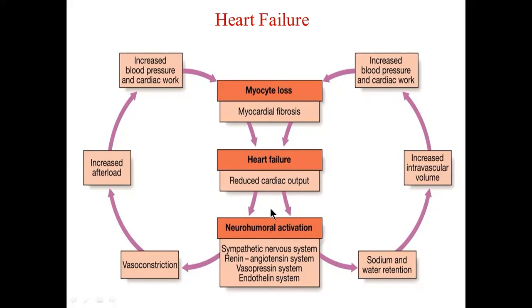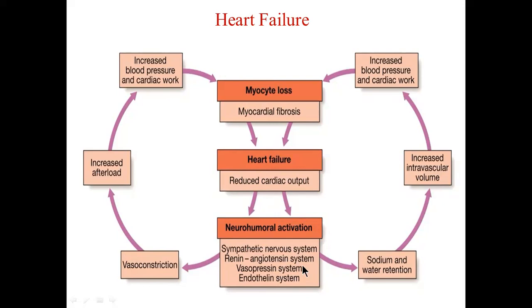The humoral part means hormones, different types of hormones, which will be released in response to a drop in the blood pressure. The most important hormonal system is the renin-angiotensin-aldosterone system. This will immediately become activated in patients with heart failure, and it will remain activated for a long time. As long as the patient is having heart failure, the renin-angiotensin-aldosterone system will remain activated.